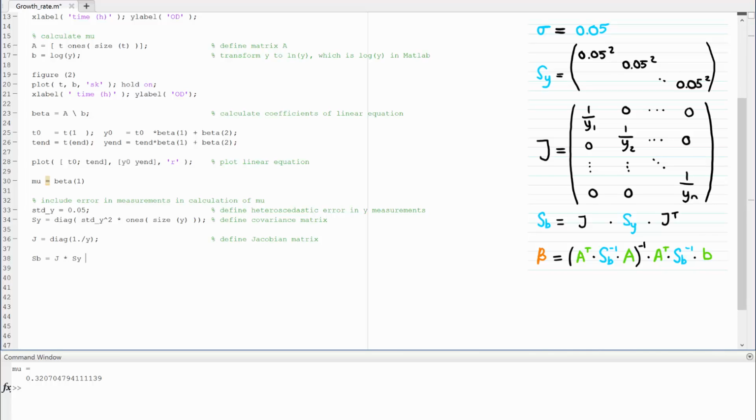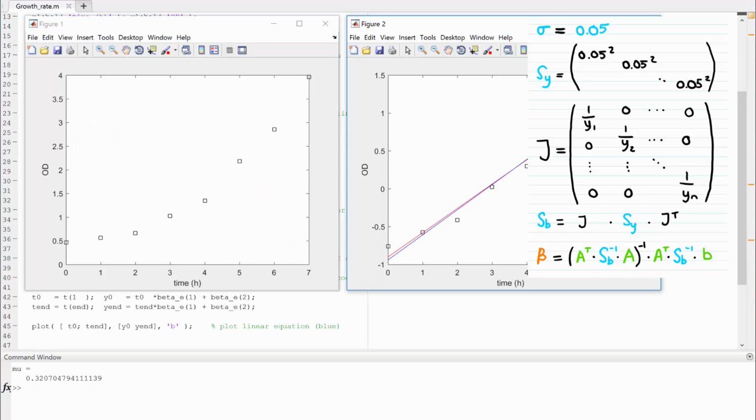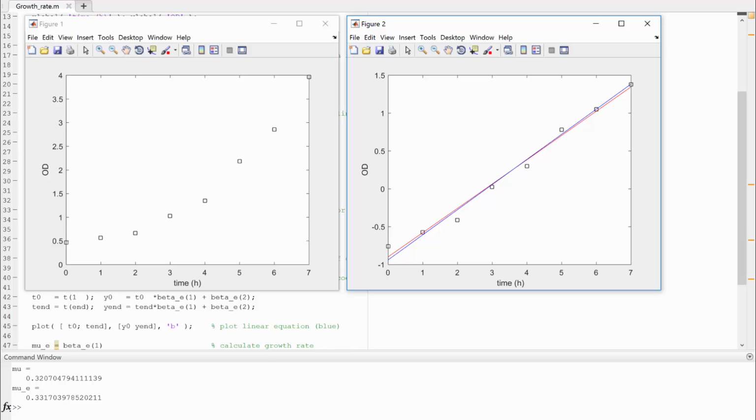Now we can calculate the covariance matrix of the logarithm of the y measurements. And then we can again calculate the coefficients of the linear relation. We can plot the relation in the same way as before. We see that the relation has changed somewhat. We find that mu is 0.33 per hour in this case.